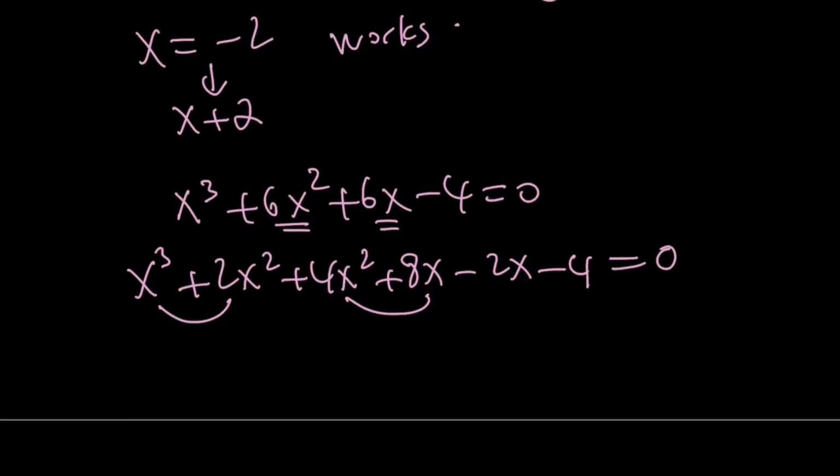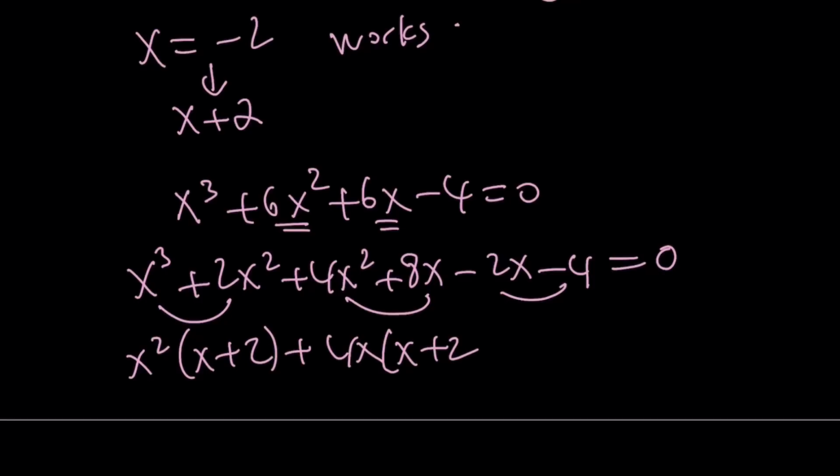And we're done. Now we're going to take out x squared times x plus 2, 4x times x plus 2, minus 2 times x plus 2.